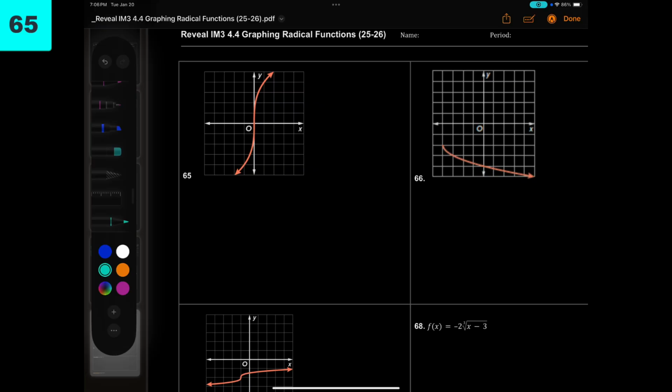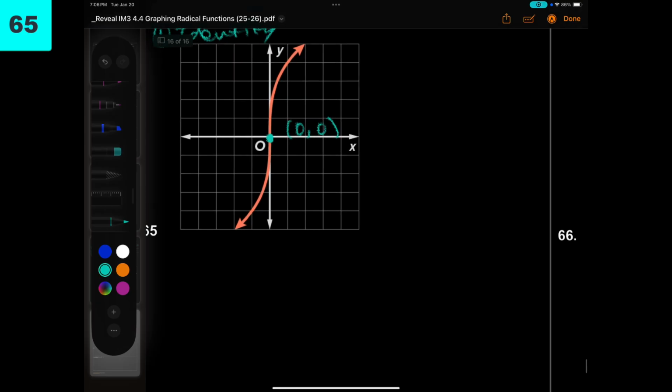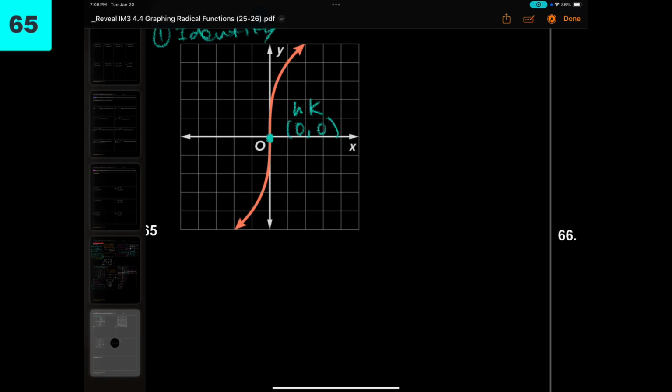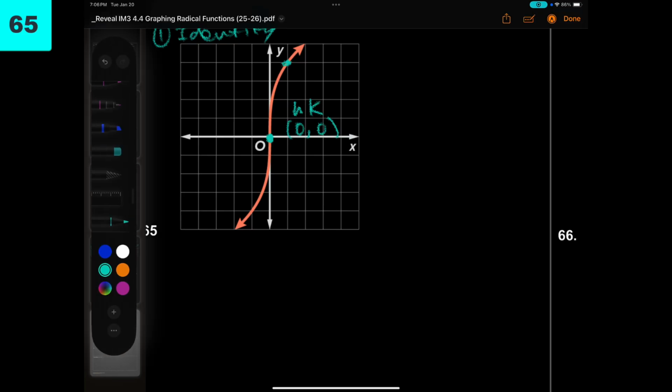Okay, number 65. Let's go ahead and identify what we have. It looks like my index here is 0, 0, so that'll be my h, k. And then I just need some other point. So I'm going to use this one up here. 1, 4 is my x, y. Okay, then we do orange. So let's solve for a.